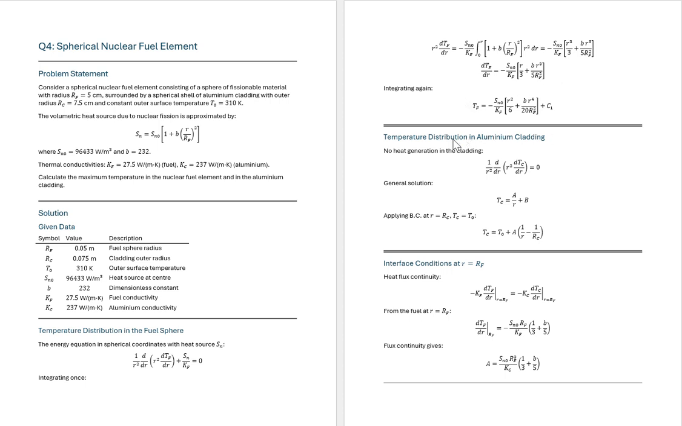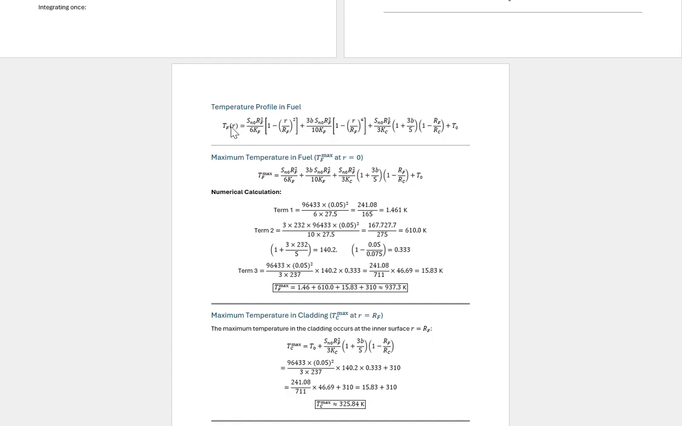we get TF as this, and the temperature distribution in the aluminium cladding to be this. Applying the boundary conditions, we get TF to be this, and substituting the given values, we get the maximum temperature in the fuel element when r equals 0. TF max is equal to 428.99 Kelvin. Similarly, we know TC max is this, and substituting the given values, we get TC max equal to 325.84, which occurs at r equals RF.